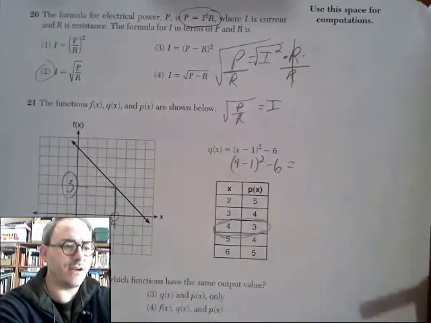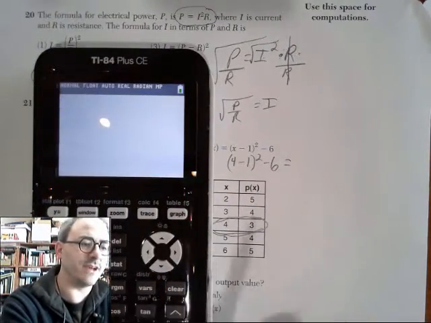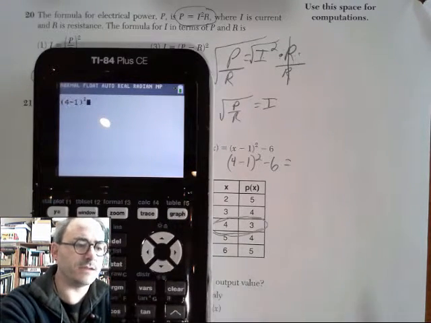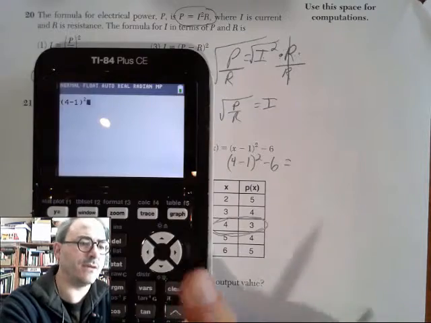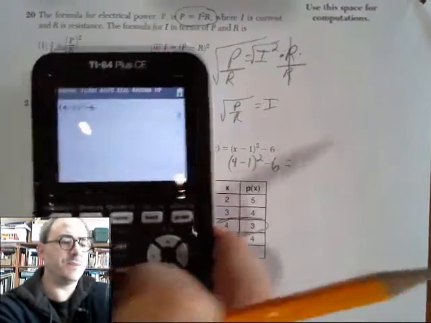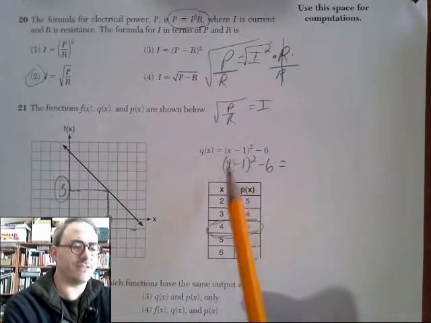Now you can do this on your calculator. That's fine. That's why you have the wonderful tools that we have. 4 minus 1, putting it in parentheses, pressing the x squared button to raise it to the second power, and minus 6. What does that equal? That equals 3. Let me do this out loud in my head. I'm going to trust the calculator, though.